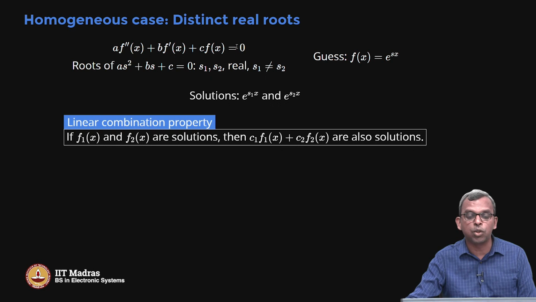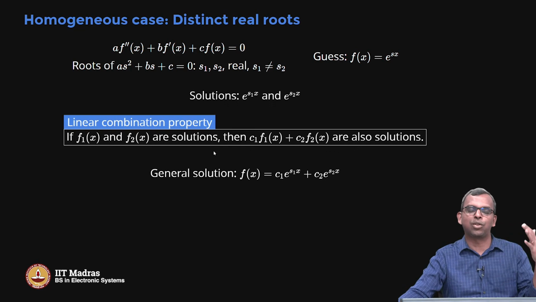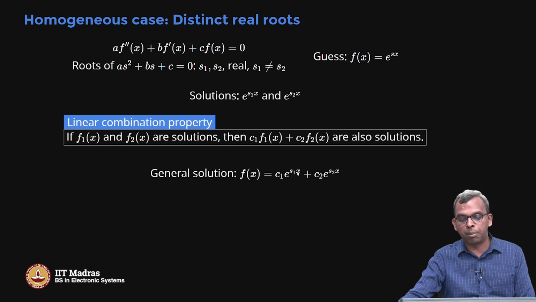This happened because it was homogeneous, because the right hand side was 0. If it was not 0, this won't happen. Okay, so it's an important thing to understand. So both of these are solutions. Any linear combination also is a solution. So now we have a whole class of general solutions, which are c1 e power s1x plus c2 e power s2x.